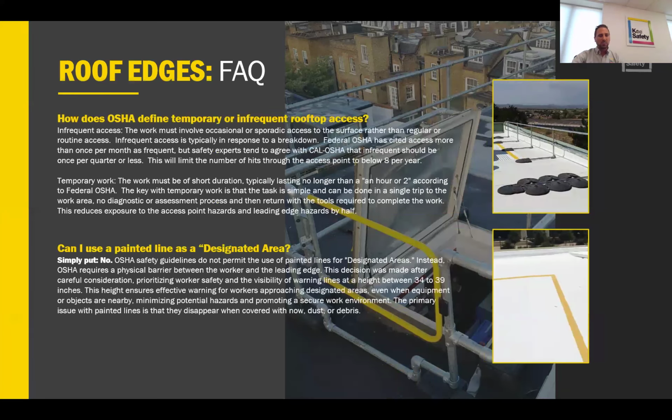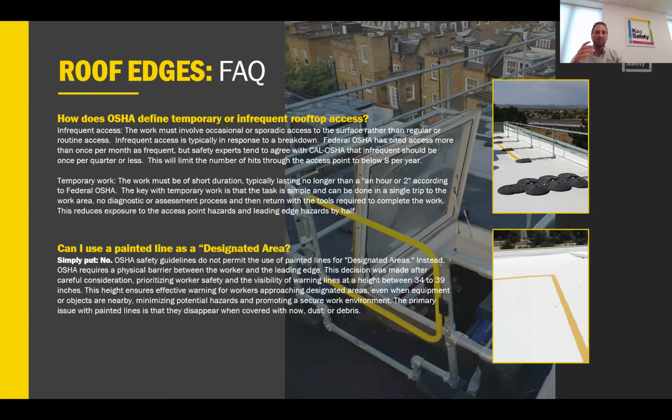Frequently asked questions. Number 1, how does OSHA define temporary and infrequent? I already talked about that. Number 2, can I use a painted line as a designated area? No, you can't. OSHA in the Federal Register, I mentioned it earlier, states that it has to be a physical barrier. It has to have height to it. 39 inches with sag no less than 34 inches. It has to be set at least 6 feet away from the roof edge.